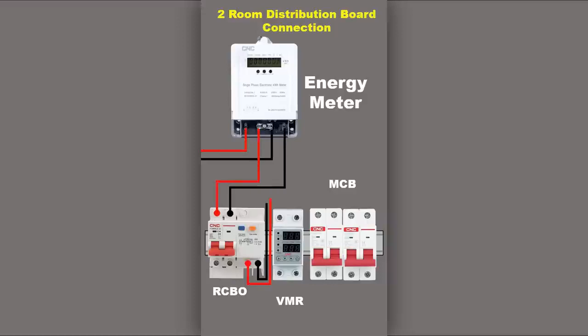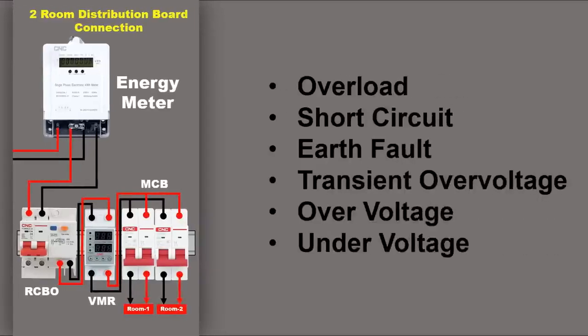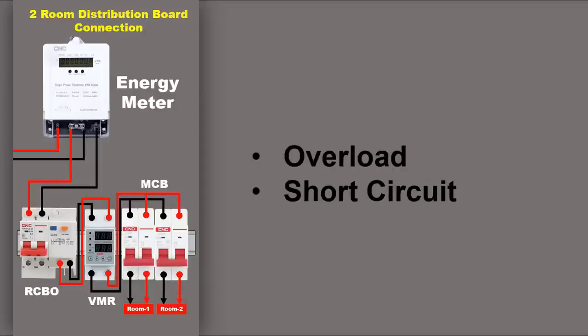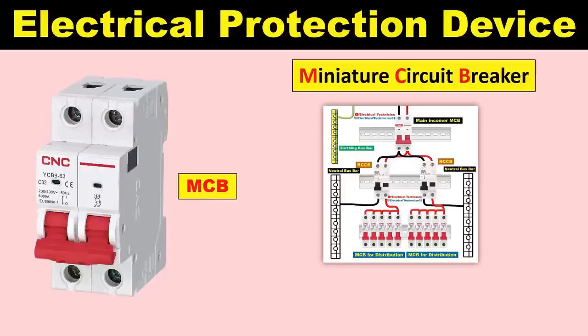Friends, the power supply which comes to your home, in this power supply many electrical faults occur. Among all these faults, two faults are most common and can be observed in your home also. First one is overload and second one is short circuit. For protection from these two faults, we generally use MCB.